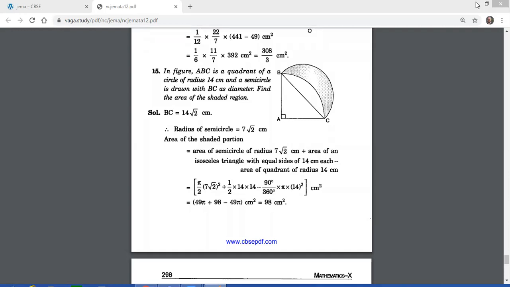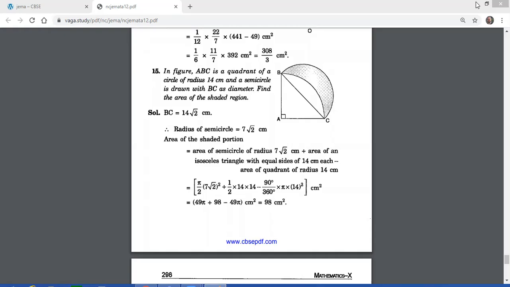So area of the triangle is half base into height because this is a right angle triangle. The sides of the triangle can be taken as 14 because the radius is 14. And diagonal, as I told you in the previous sum, is root 2 into side. So this diagonal is 14 root 2. When the diagonal is 14 root 2, this is also the diameter of the semicircle. So the radius will be 7 root 2 if you are considering the semicircle. Of course, for this quadrant, the radius will remain 14.